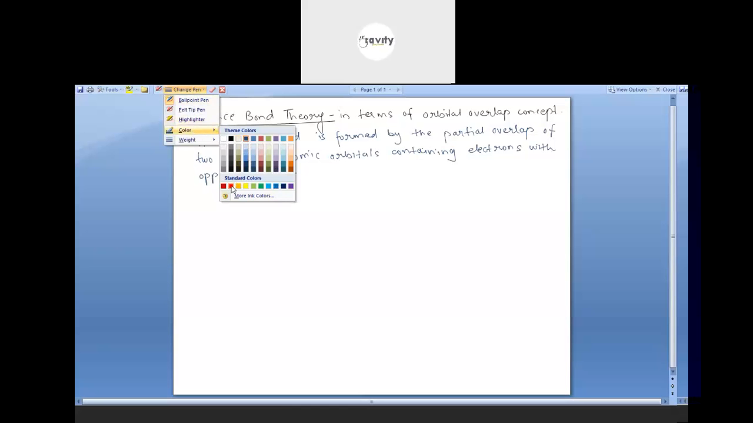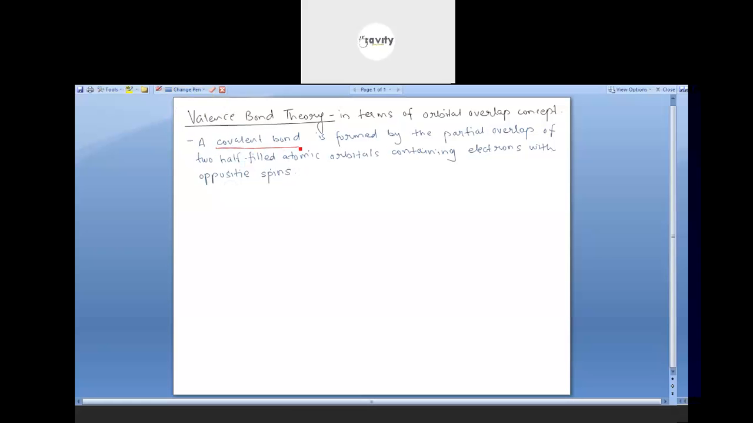So let's have the highlights here. We are going to have a discussion on the formation of covalent bond, where the orbitals are going to have the partial overlapping between the half-filled atomic orbitals, and the electrons must have the opposite spins. Here the term partial overlap indicates that the two orbitals are going to overlap some part of them and lead to the formation of the molecule.